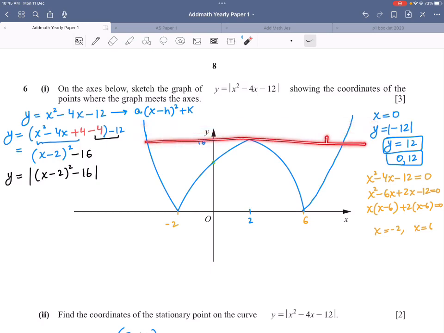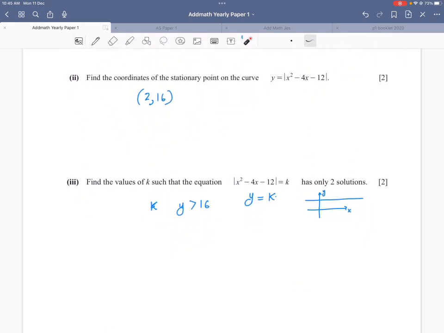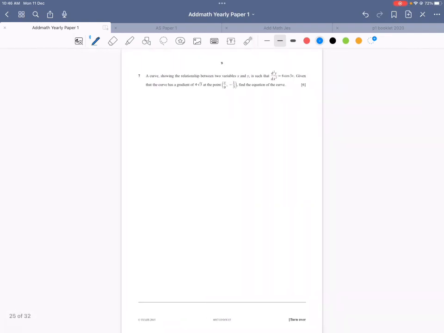So whenever it goes beyond 16, it's above, so that line will always have 2 points. That's why we claim that y should be greater than 16, or we can say that k should be greater than 16 in order for the line to have only 2 solutions. So that is your answer. Moving towards the next one.